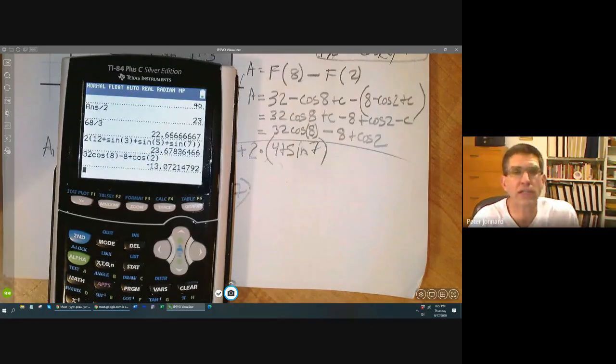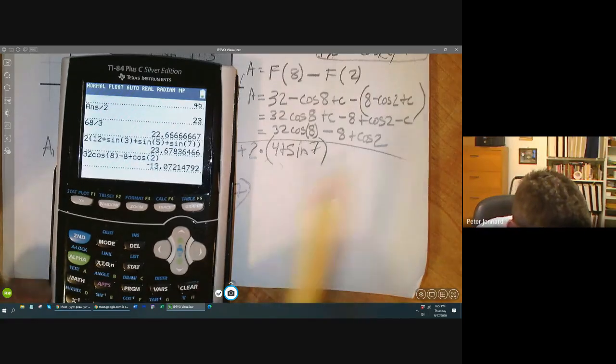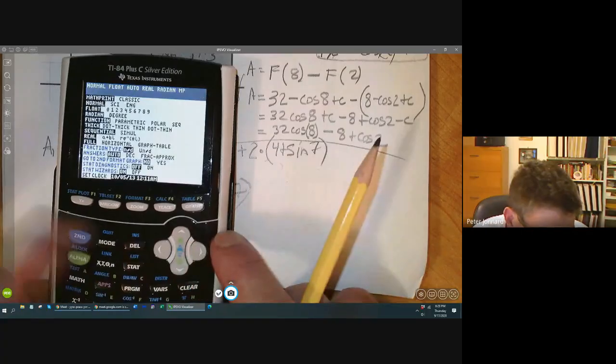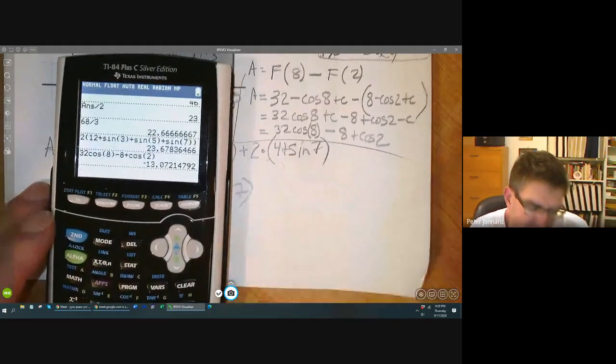Okay, totally different answer. Okay, clearly I messed something up in there pretty badly. Don't know what I did. It's pretty crazy. Am I in the right mode? I should be in degrees mode. Degrees, no, I'm sorry, radians mode. I want to be in radians mode. Well, I'll be darned. Well, I don't know what I did.